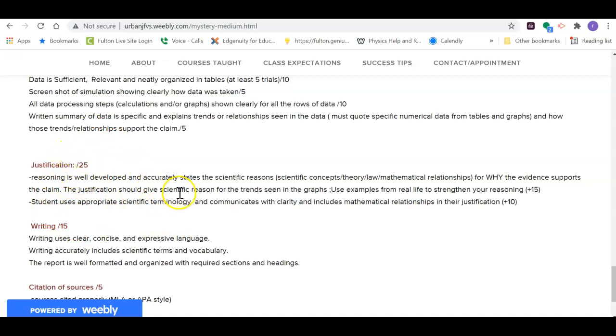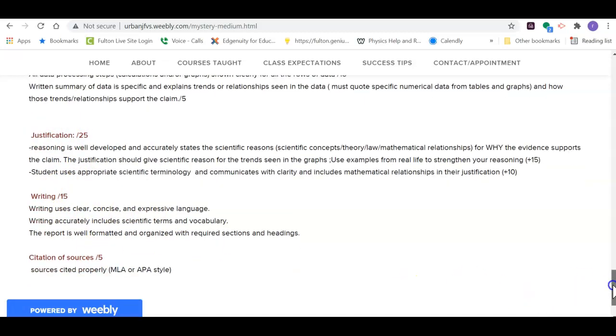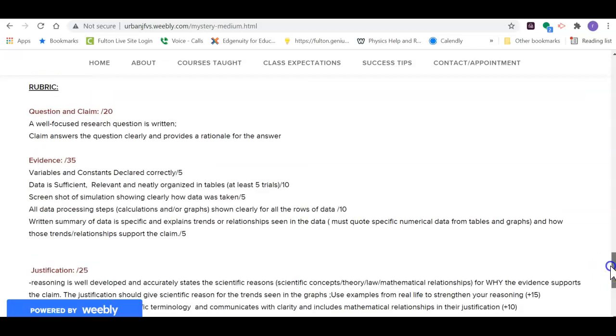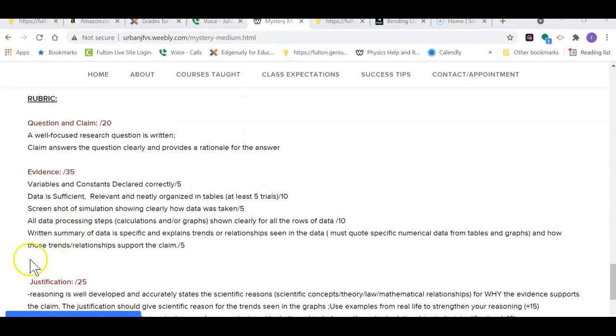This is where you need to quote mathematical relationships like Snell's law and write them down. And then all formatting and everything is 15 points. Definitely cite your sources. You will probably have to research to understand the background of refraction a little bit and Snell's law, so cite your sources properly. And that's how you complete the report. Always reach out to your instructor for any questions and make sure you do your report very well.